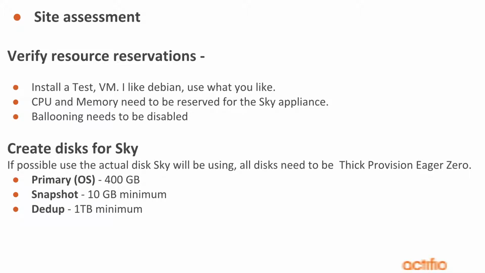So the Sky appliance does need to have CPU and memory reserved for that VM. We also want ballooning to be disabled. Now, all of the reasons that VMware will tell you that ballooning is great and that we want it are actually all the reasons that we do not want it in Sky. We don't want dynamic provisioning of resources. We don't want other VMs saying, hey, Sky's only using 20% of its memory. Let's go ahead and take some of that for this other VM that's really busy.